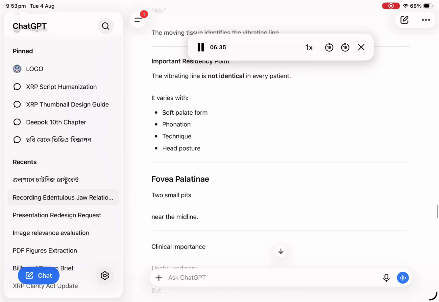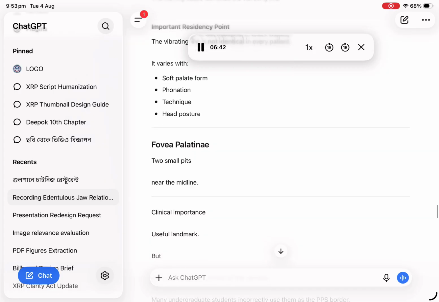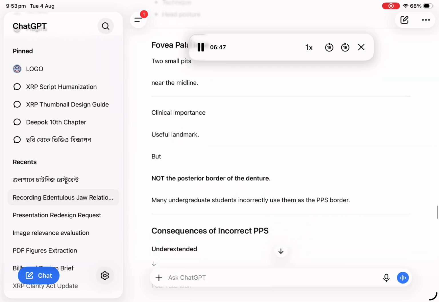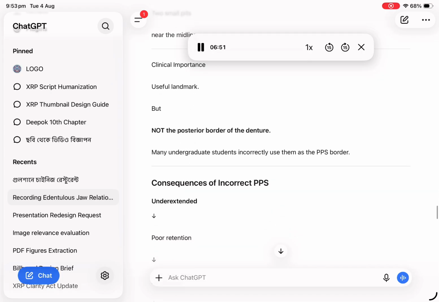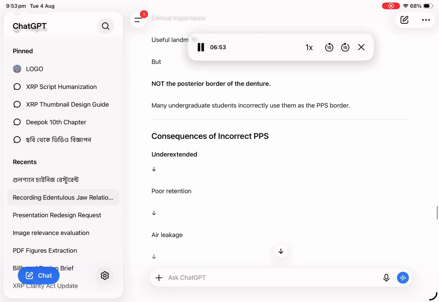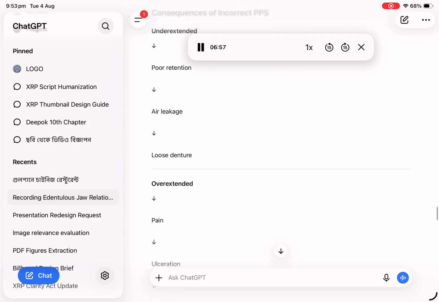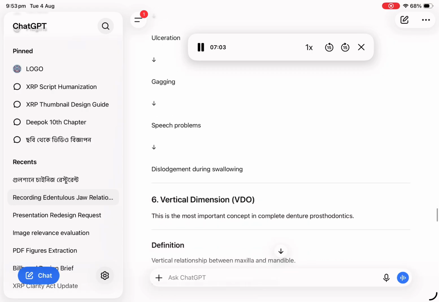Fovea palatinae: 2 small pits near the midline. Clinical importance: useful landmark, but not the posterior border of the denture. Many undergraduate students incorrectly use them as the PPS border. Consequences of incorrect PPS: underextended, poor retention, air leakage, loose; overextended, pain, ulceration, gagging, speech problems, dislodgement during swallowing.